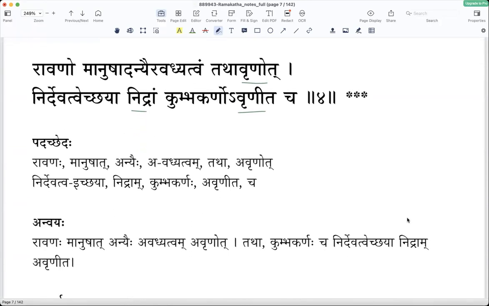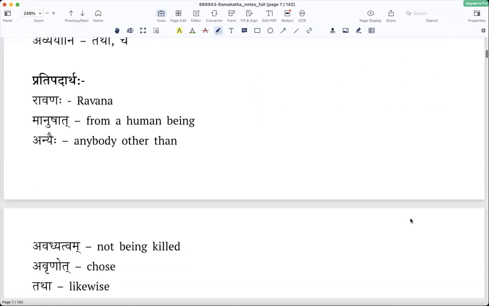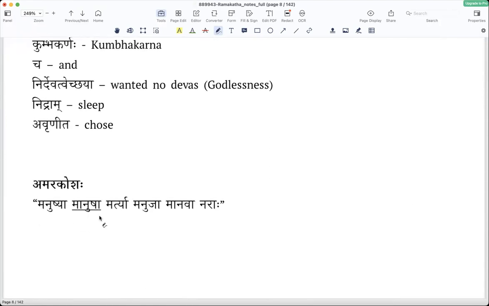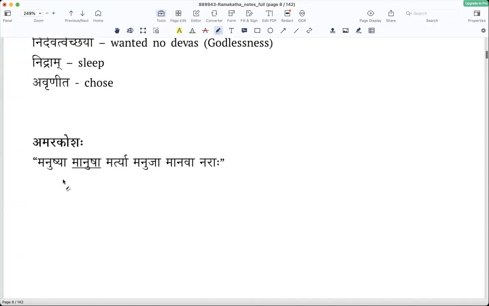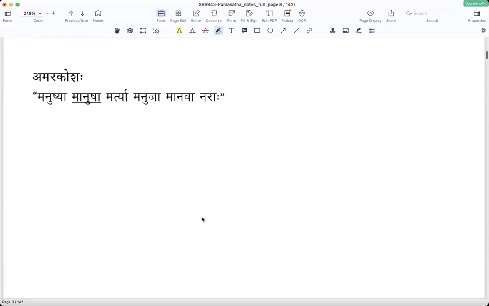Is this clear? Any doubts in these? No? Okay. Amanushya manushaha marthya. Yeah? Ichchaya is what? It is the ending-aa feminine noun ichcha, instrumental case, singular. Ichchaya, with the desire. Clear. Manushyaha, manushaha, marthyaha, manujaha, manavaha, naraha. Okay, this is fairly clear.